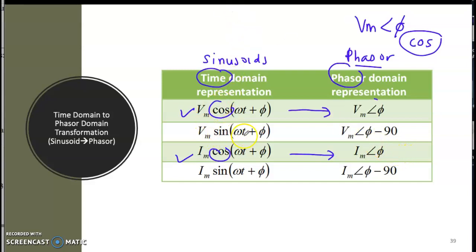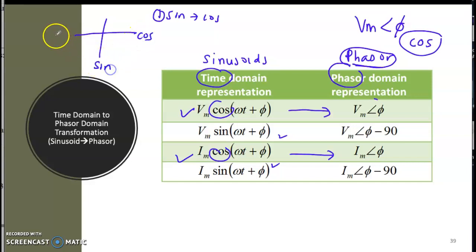Let's say you are given a sine. The first step, always change sine to cosine if you work in phasor form. So how do you change it? This one is cosine, this one is sine, this is minus cos and minus sine. In order to change from sine to cosine, you go here, and this is counterclockwise, so this is where it is minus 90.